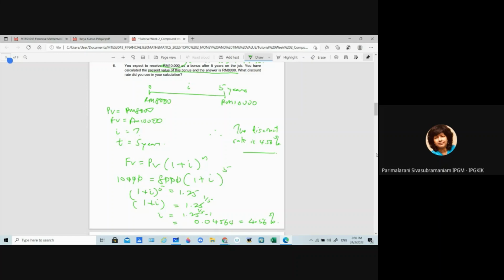Okay, so you expect to receive it as a bonus. And then you have calculated the present value of this bonus. So it only discusses the bonus, nothing to do with salary at this point.